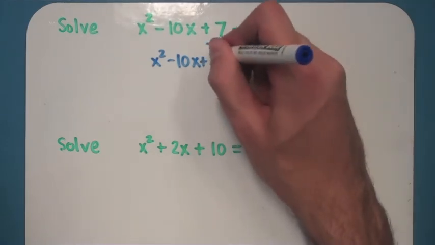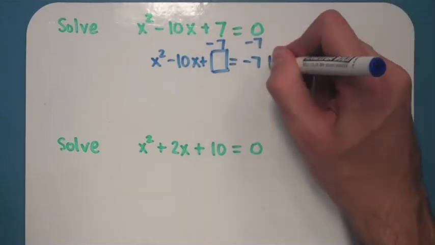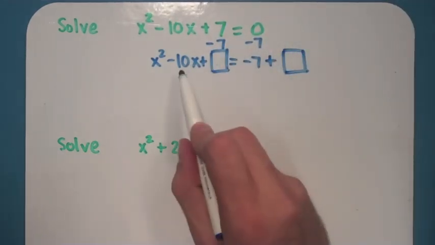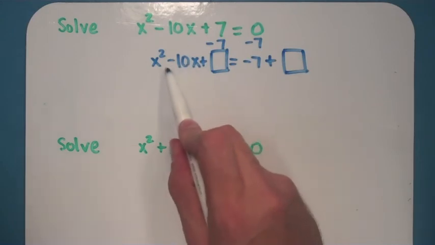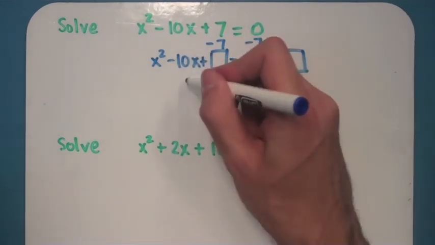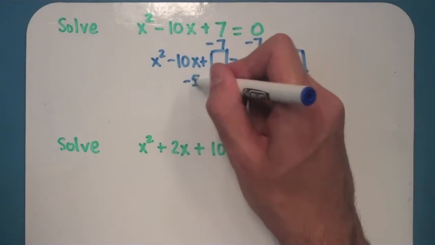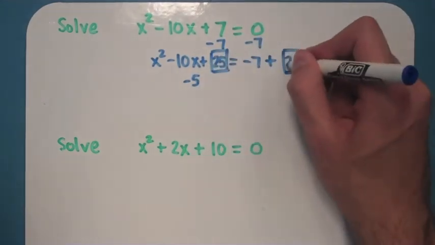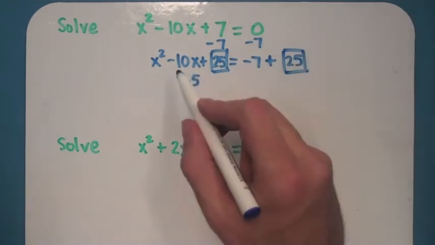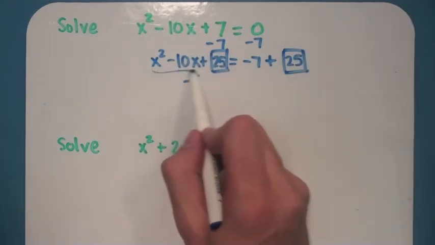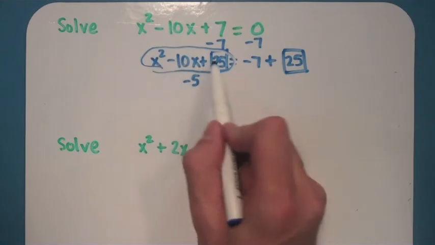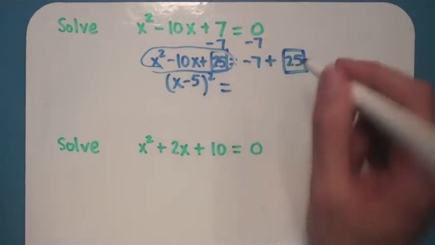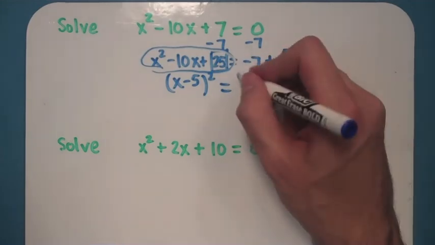I'm going to go ahead and add in that box on both sides. And I'm going to figure out what number has to go in that box to complete the square here. So I have negative 10. Half of negative 10 is negative 5. And negative 5 squared is 25, so I need to add a 25 to both sides. So if I do that, over on this side, this guy with my 3 pieces is going to factor to x minus 5 squared. And over here I got negative 7 and 25, which will get me an 18.